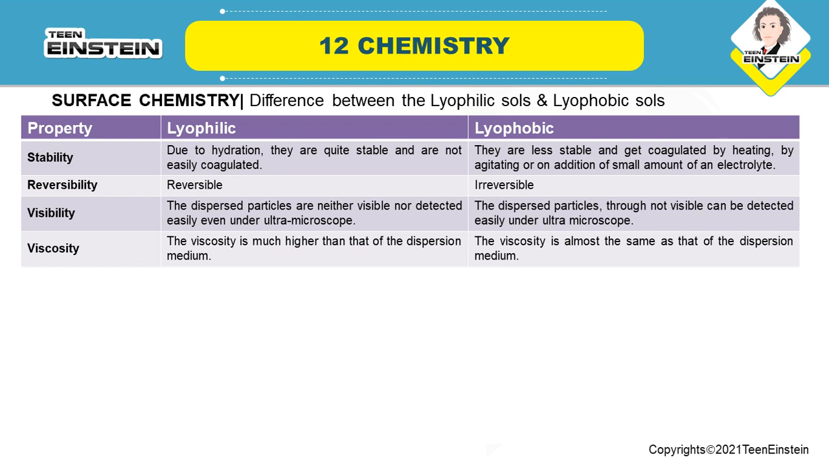Now we will compare these two. Though we have already seen some properties, if we summarize it, it will be, so stability: obviously because of hydration they are quite stable. Now here it is mentioned hydration, but it is better we use the word solvation, because solvation is the general term. When the solvent is water, then you can call solvation as hydration. As there is affinity present between dispersed phase and dispersion medium, obviously the particles will remain solvated. So because of this solvation they are quite stable, not coagulated easily.